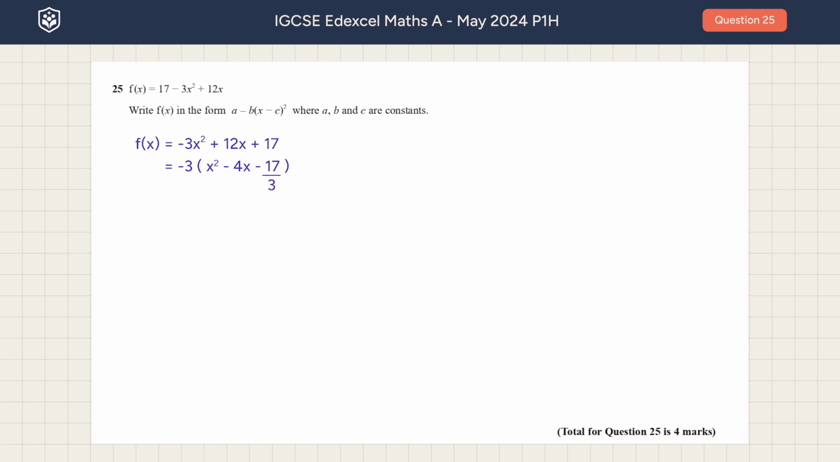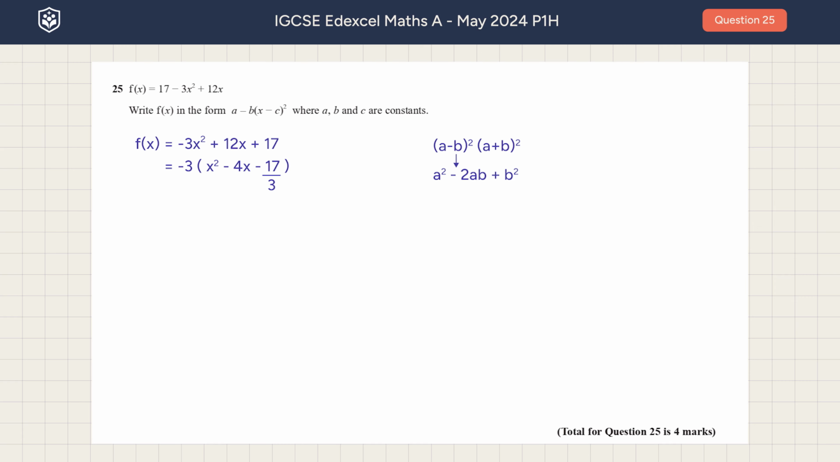So that's negative 3, brackets open, x squared minus 4x minus 17 over 3, close bracket. Remember, we need to make sure that the coefficient of x squared is 1, so we need to get rid of the minus 3. So we take minus 3 from the entire equation. So now we have to complete the square. Normally, squares come as (a minus b) squared or (a plus b) squared. In this case, it is (a minus b) squared.